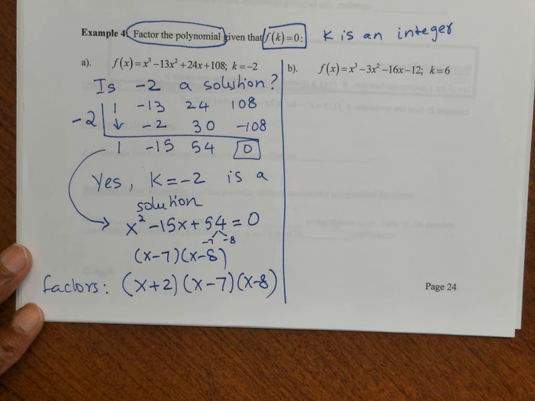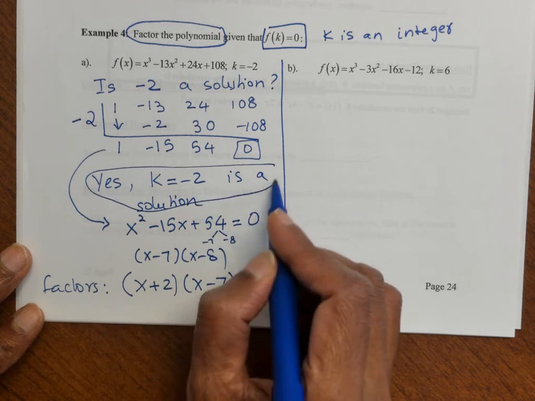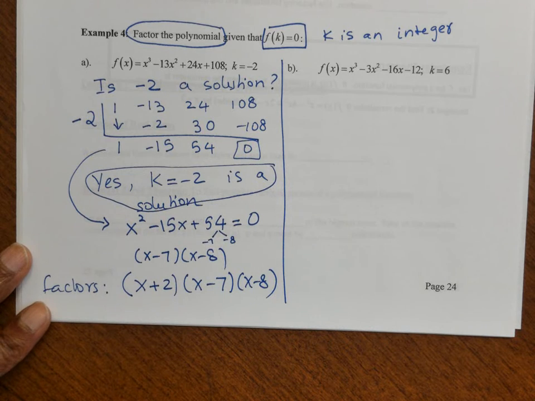So this is important. This was an important question for you. This is where we use synthetic division. If I have been given one solution, for the remaining polynomial you can either again do synthetic division to find the other solutions, or if it is factorable, you basically factor it and find the other solutions.